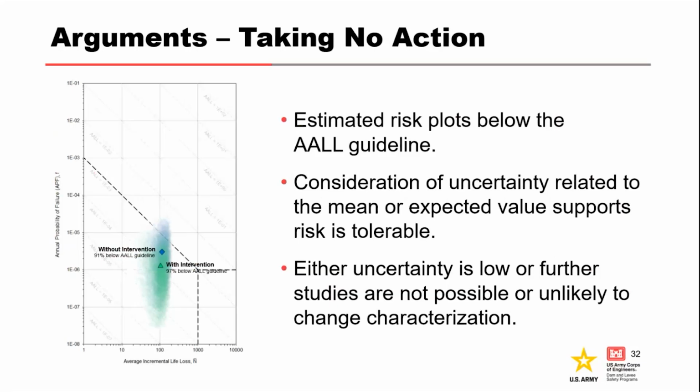Finally, taking no action. So the risk generally plots below guidelines. You have a really low uncertainty, and there's really nothing else you need to do to make the case that this is good. It falls underneath the expected annual life loss guideline, not the average annual life loss guideline. Sorry about that. So this is a good example of where we would say, nope, we're good. Let's continue maintaining our facility.